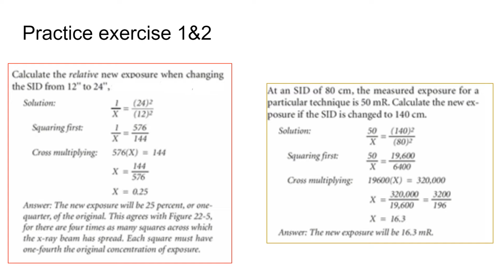You guys can do it however you want, again. Right? So our first SID is 80, so that's this one, right? 80. And that gives us an intensity of 50 MR, that's this one. 50. You don't have to write the units until the end. And we're now moving to 140. That's my second one, that's this one, right? And we want to know what the new intensity is.